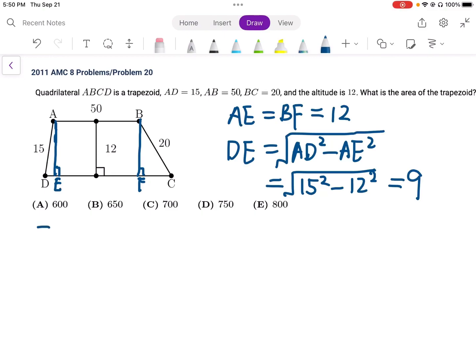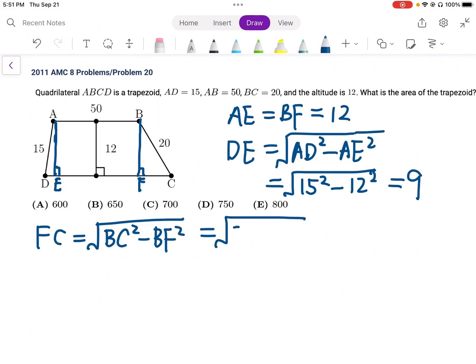Similarly, we can get FC equals square root of BC squared subtract BF squared. That equals square root of 20 squared subtract 12 squared. And that equals 16.